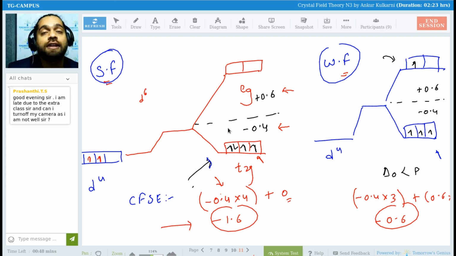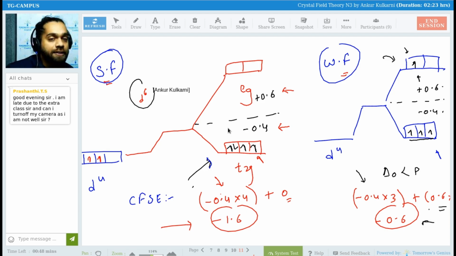In the second case, in the weak field, the 4th electron jumps over here. So minus 0.4, you have 3 electrons over here, so minus 0.4 into 3, plus I have 1 electron on the top, so plus 0.6 into 1. This is what I have got. Similarly, Anthony, you have to do it for D6. Come on, everyone, tell me CFSE for strong field, weak field, both of them for D6.